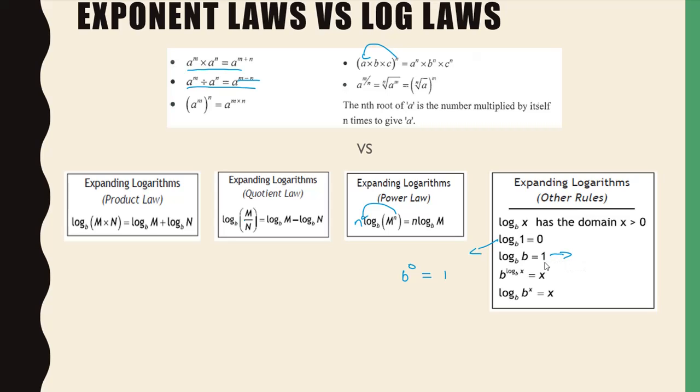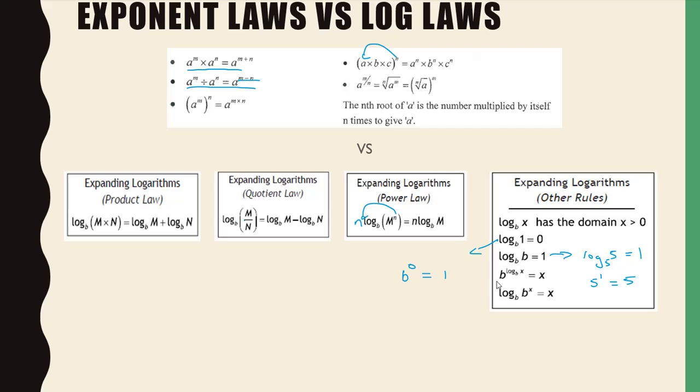So let's just take an example, let's say log base 5 of 5 equals 1. If we turn that to exponential form, that's going to be 5 to the power of 1 equals 5. Yeah, so it makes sense that if our base and our argument are the same, it's equal to 1.